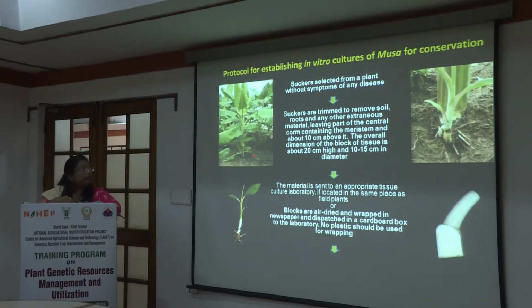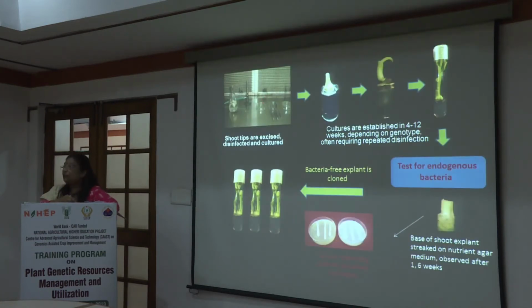But if we are starting with field material, there are international guidelines on how to start a tissue culture for in vitro gene banks. These are the typical guidelines. We need a disease-free mother plant, take out a healthy sucker, reduce it to a particular size, trim it and send it to the lab, followed by sterilization, typical sterilization of tissue culture using sodium hypochlorite or alcohol or whatever, followed by culturing on a standardized media.